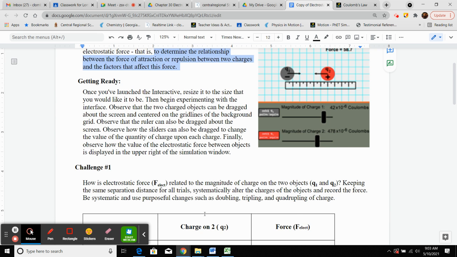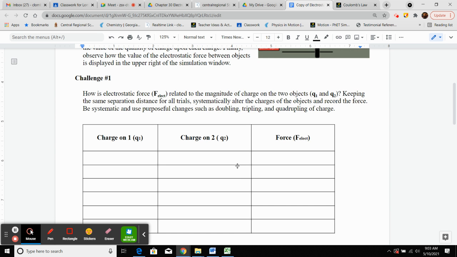So in our lab, we want to see how the electrostatic force is related to the size or the magnitude of the 2 charges, Q1 and Q2. Keeping the same distance in all the trials, systematically alter the charges of the objects and record the force. Be systematic and use purposeful changes. Don't just go random. You want to see how it changes as you change it. We have to think scientifically here, and I give examples such as doubling, tripling, quadrupling. How is that going to change?